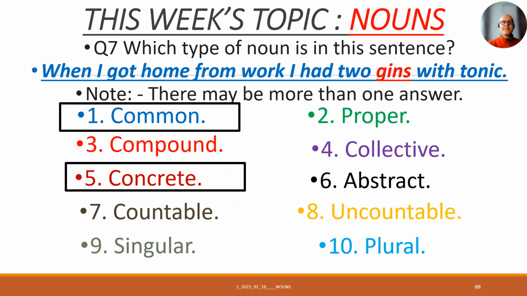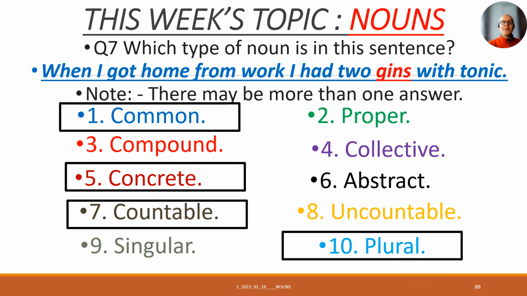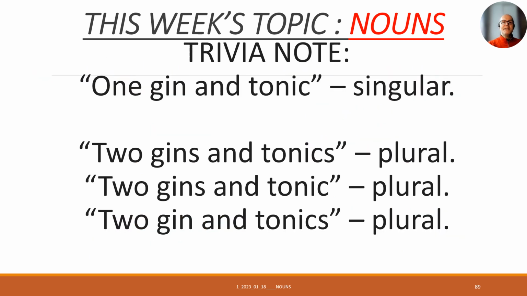Common, concrete, countable, and plural. As a wee side note, we would say 1 gin and tonic. But which of these is correct? 2 gins and tonic, 2 gins and tonic, 2 gin and tonics.